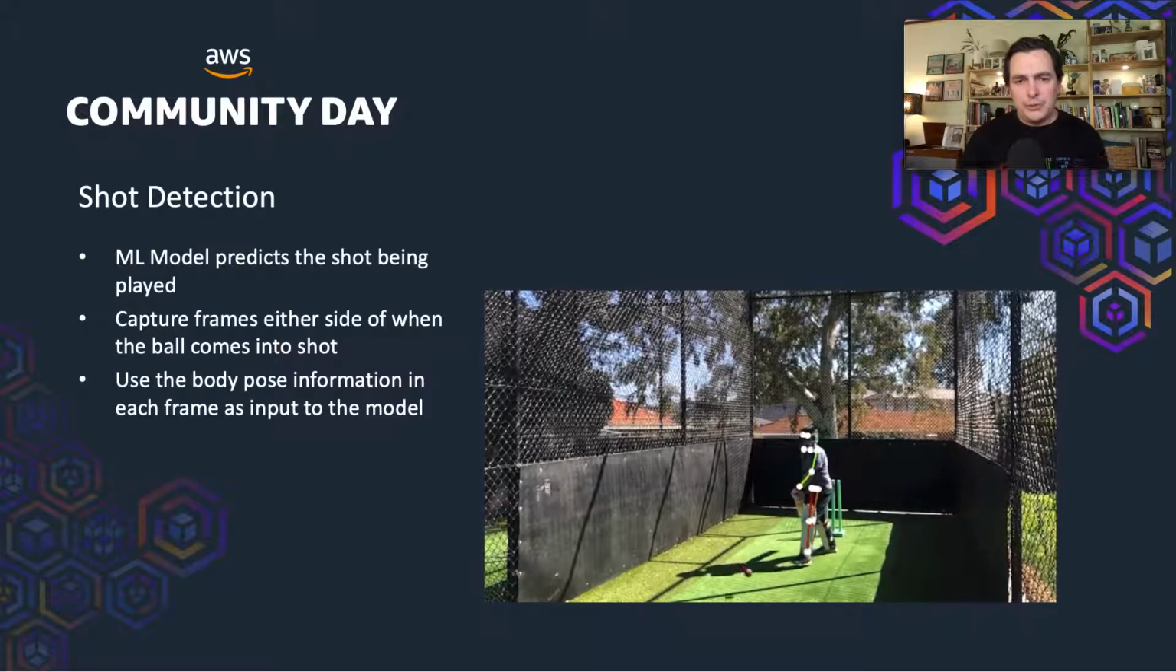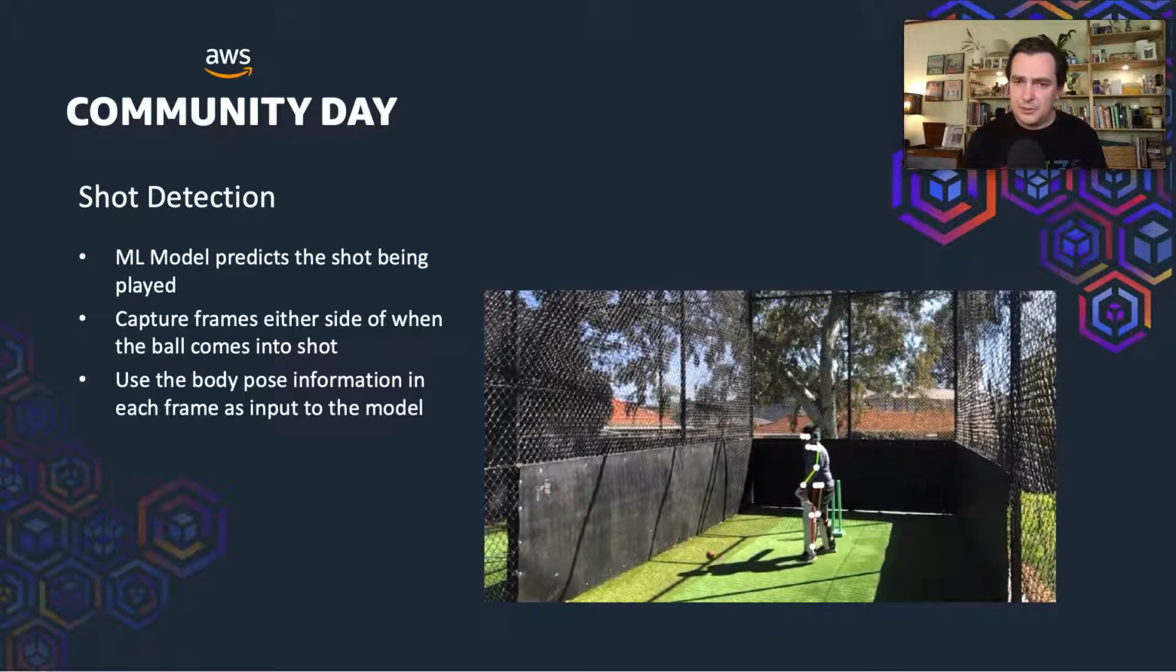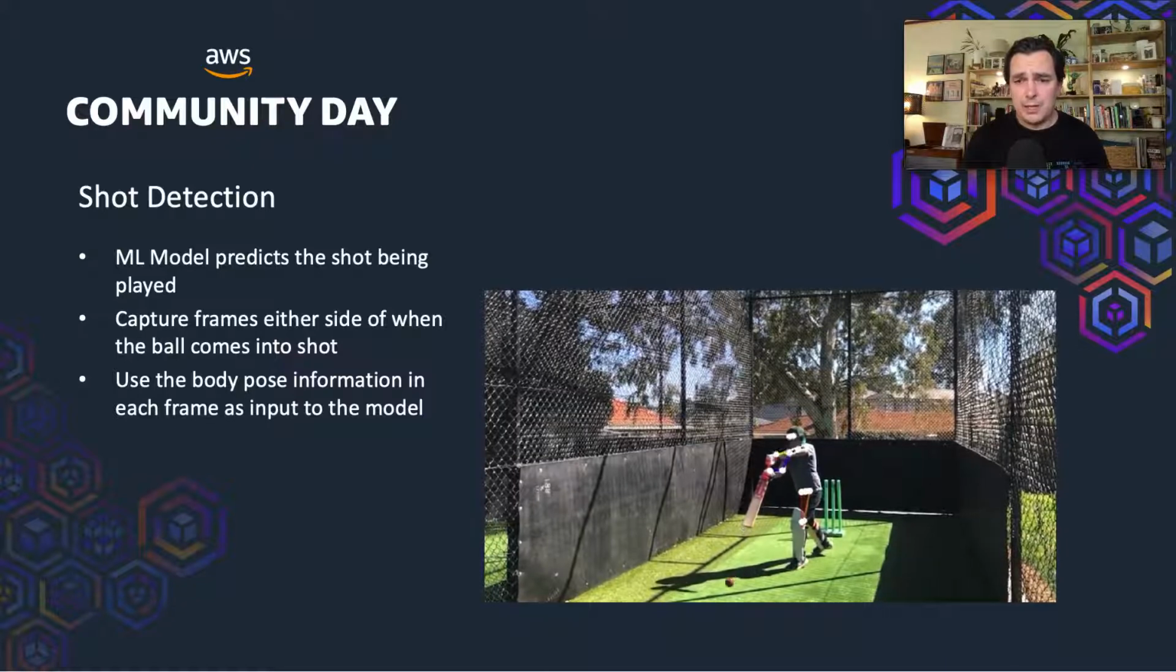What I want to use this particular technique for is to be able to work out how many times a player plays a certain shot, and if they're playing the right shots for when the ball is landing in those certain spots on that pitch. And I want to do that in a really automated way as well.